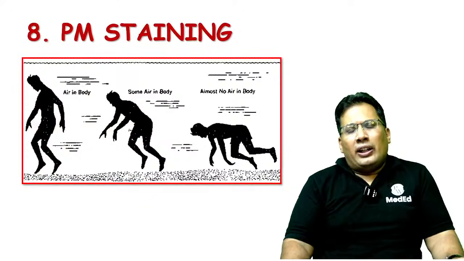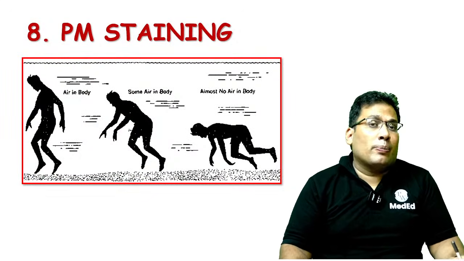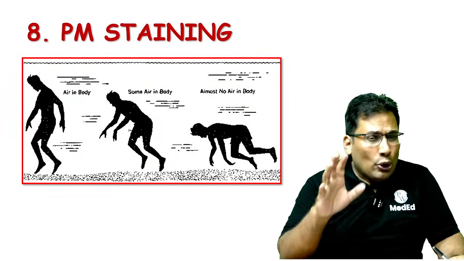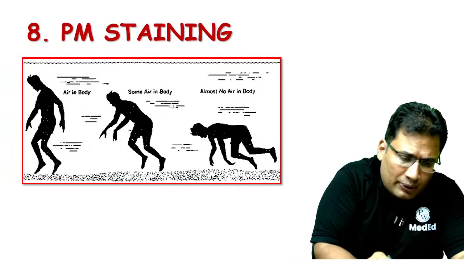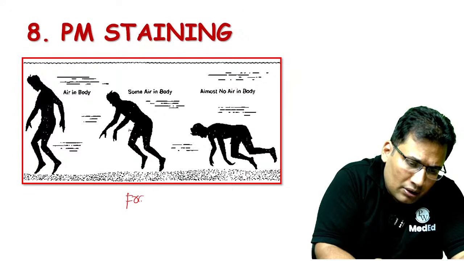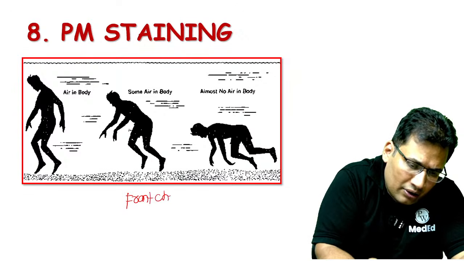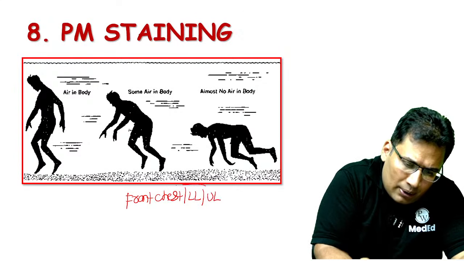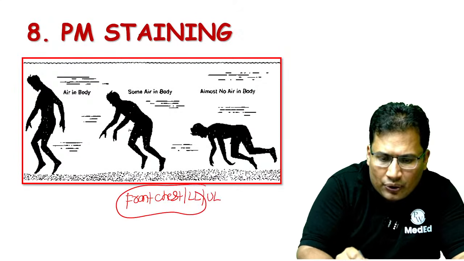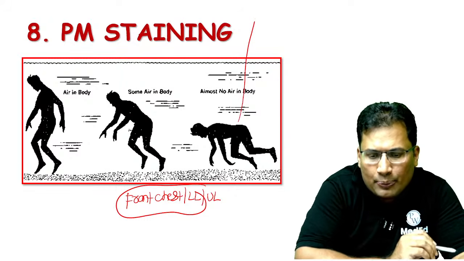Now the last point about drowning is postmortem staining. The postmortem staining is commonly seen over the front of the chest, lower limbs and lower part of the upper limbs. So this is the classical postmortem staining.